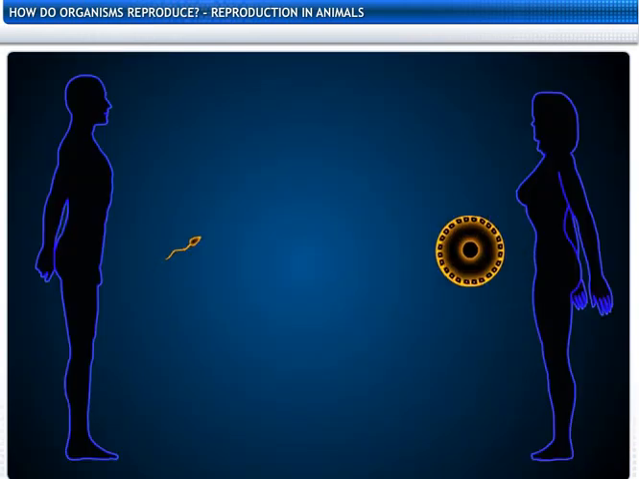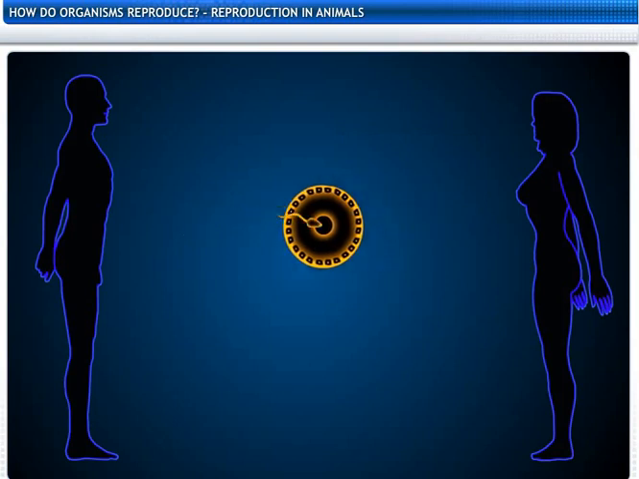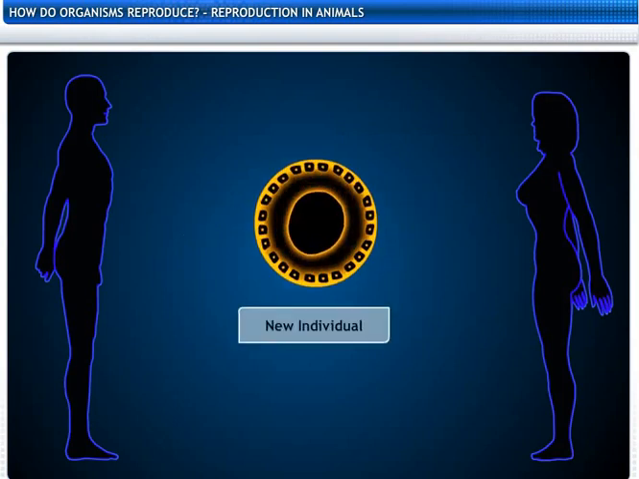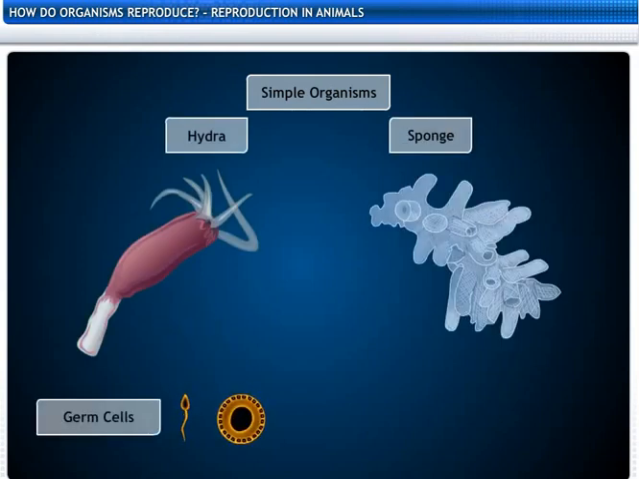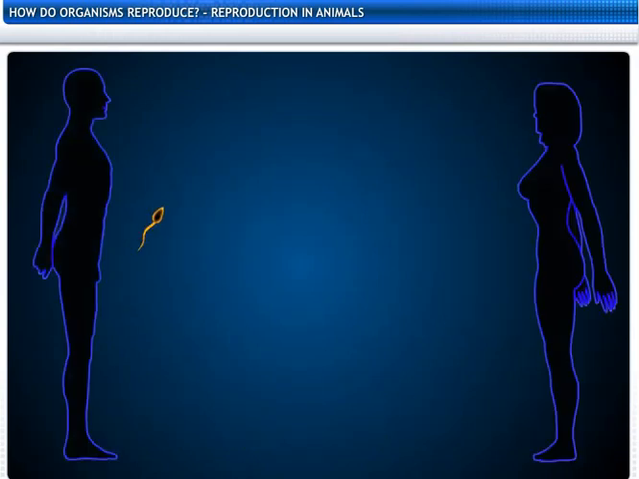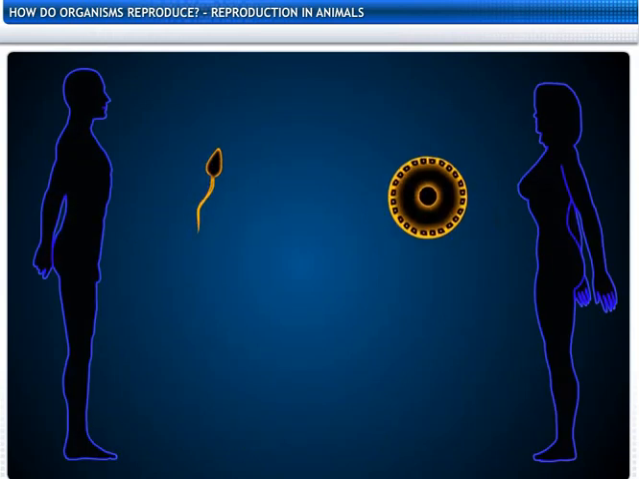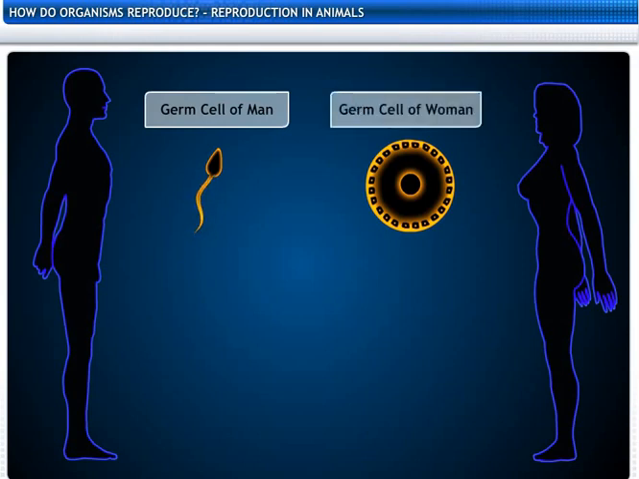When germ cells from two individuals combine during sexual reproduction, a new individual is formed. In simple organisms, two germ cells may be quite similar to one another. In complex organisms, though, the germ cells are more specialized. One germ cell is large and stores food, while the other is smaller and motile. This motile germ cell is the male gamete, and the larger germ cell is the female gamete.